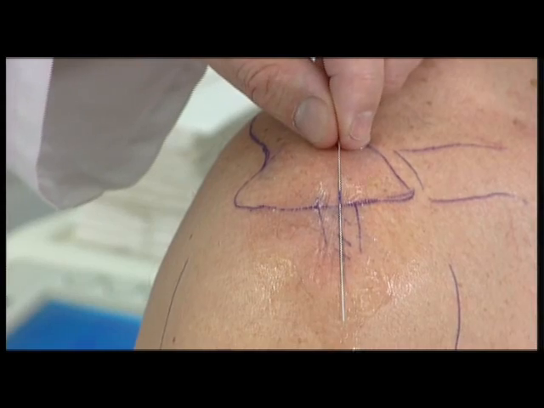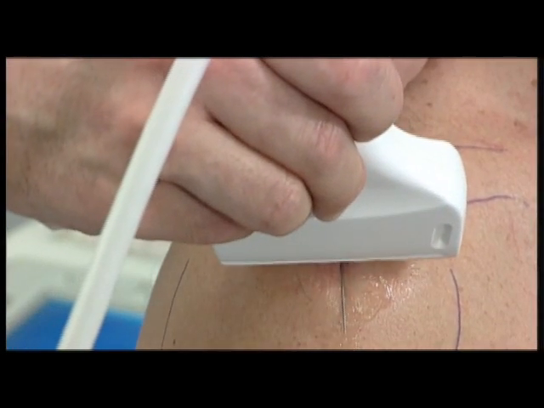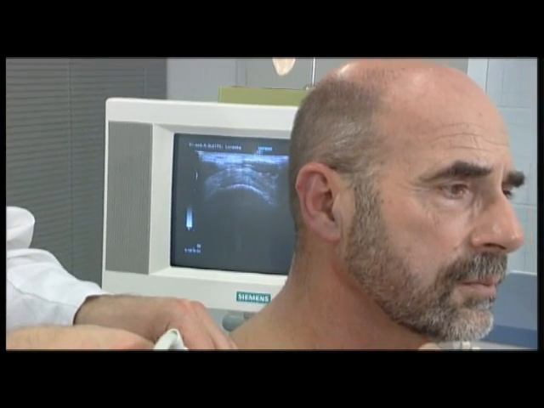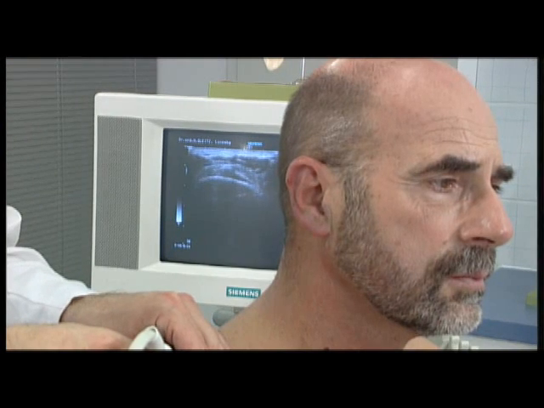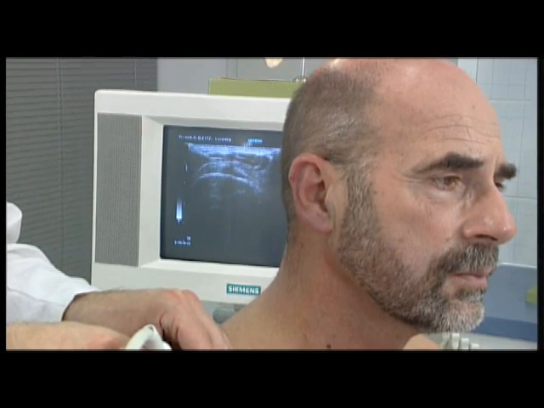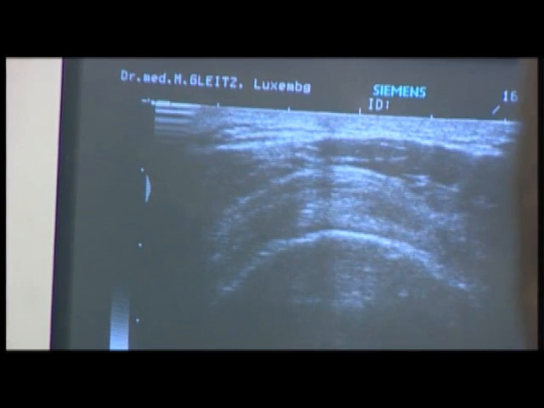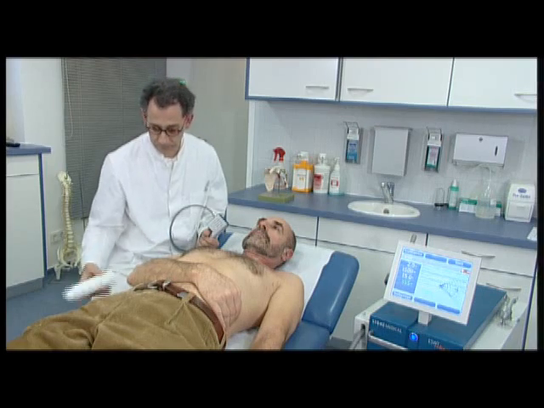After the painful spots have been localized, a preliminary ultrasound examination is performed to identify the pain region to be treated. A needle is used to provide a better contrast to the reflections from bone structures.